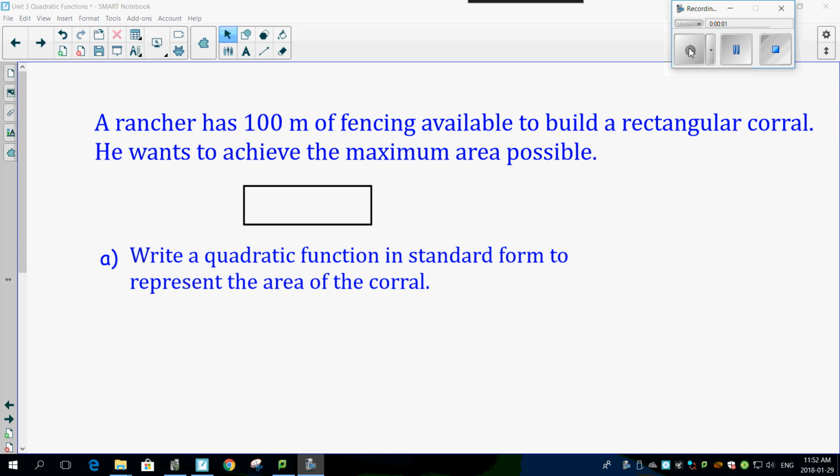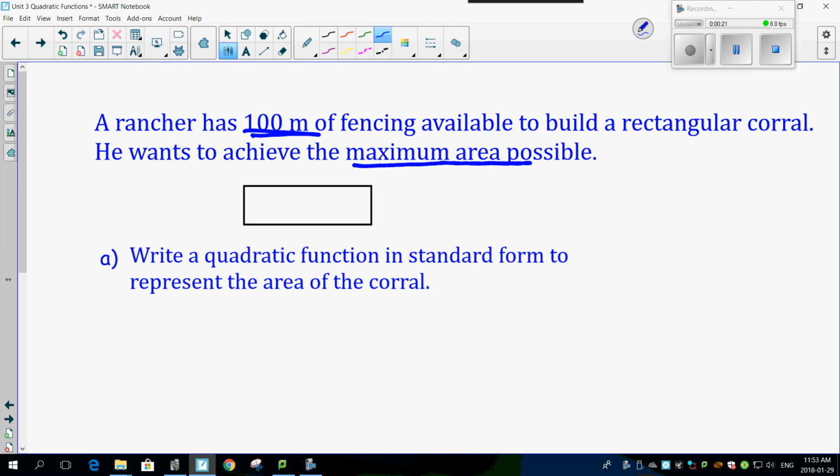Okay, so now we got another practical application question here in terms of fencing around a rectangular area. Now this is kind of interesting because you have to think here. Wait a second. It says a rancher has 100 meters of fencing that goes around this nice little rectangle. He wants to achieve the maximum area possible. Well, wait a second, how do we do that?